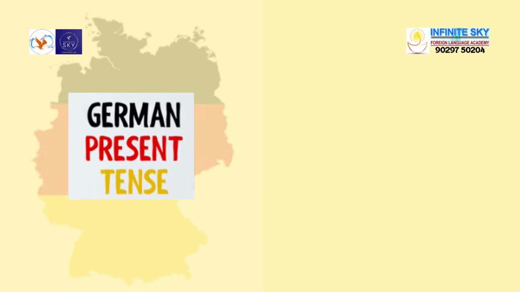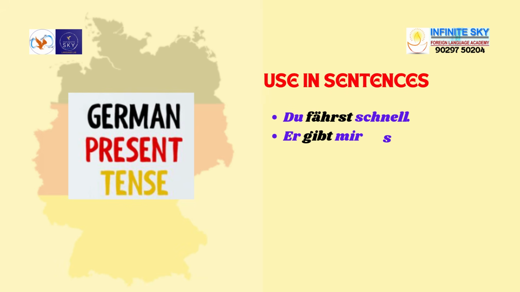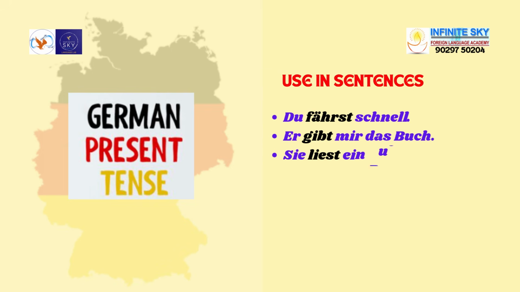Let's see how it works in sentences. Du fährst schnell. Gib mir das Buch. Sie liest ein Buch. Simple. Pick the correct form based on the subject and your sentence is ready.